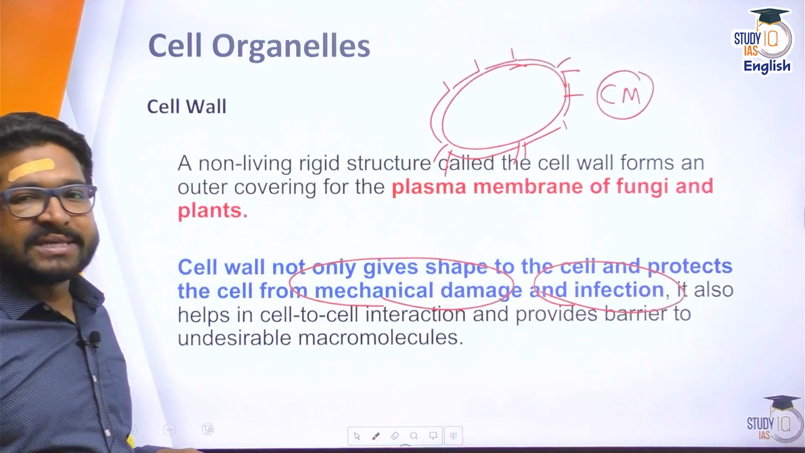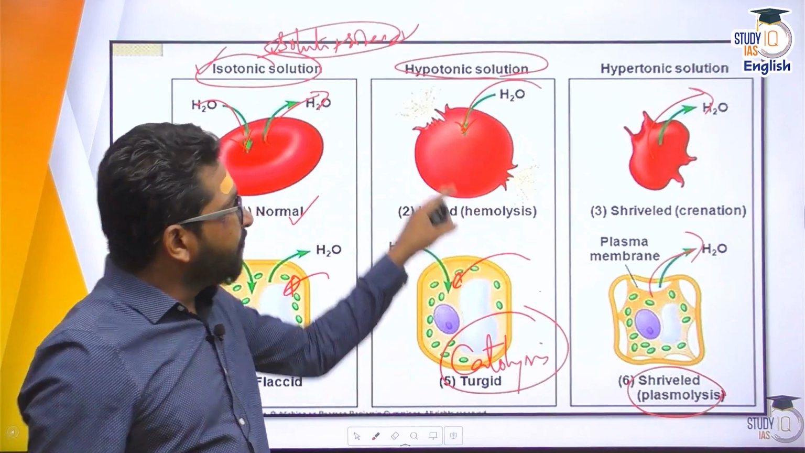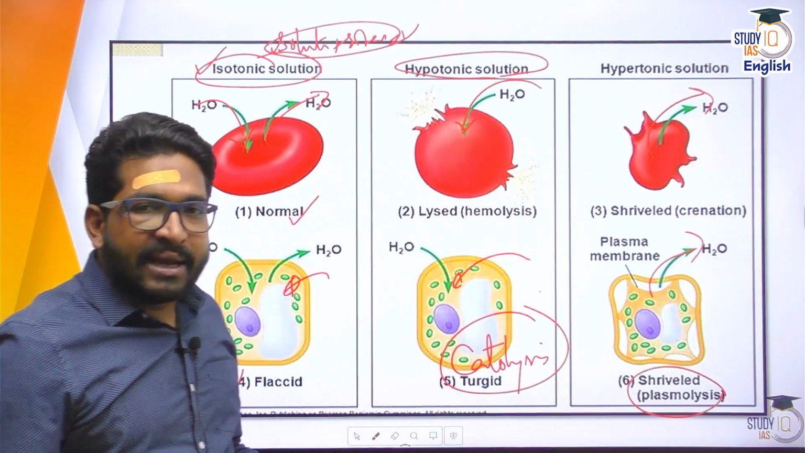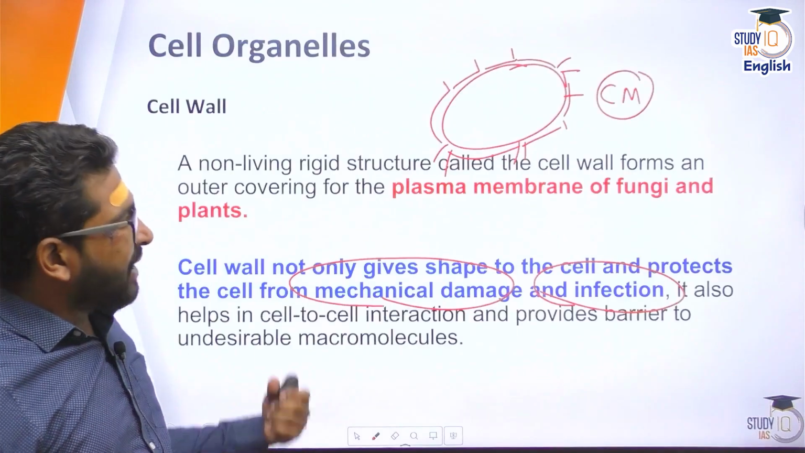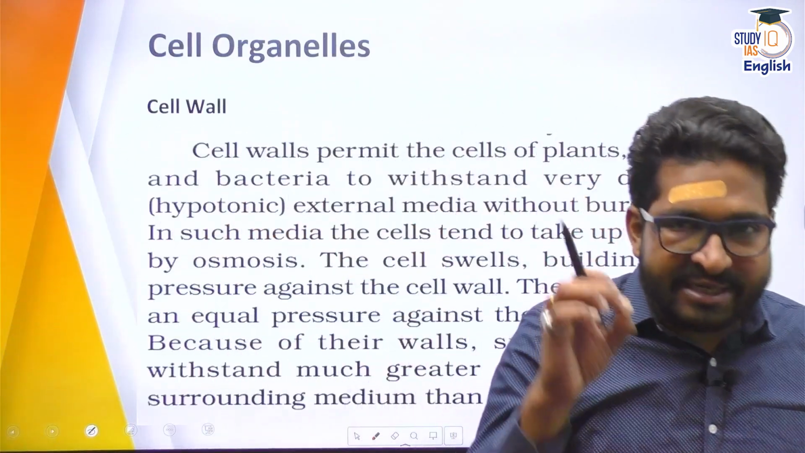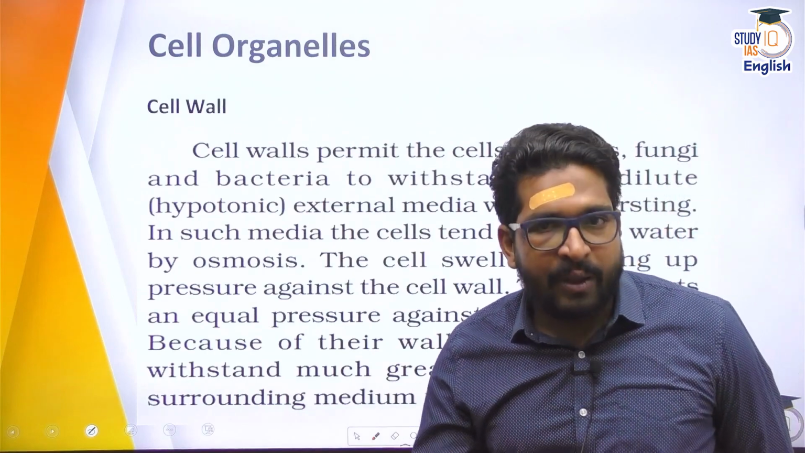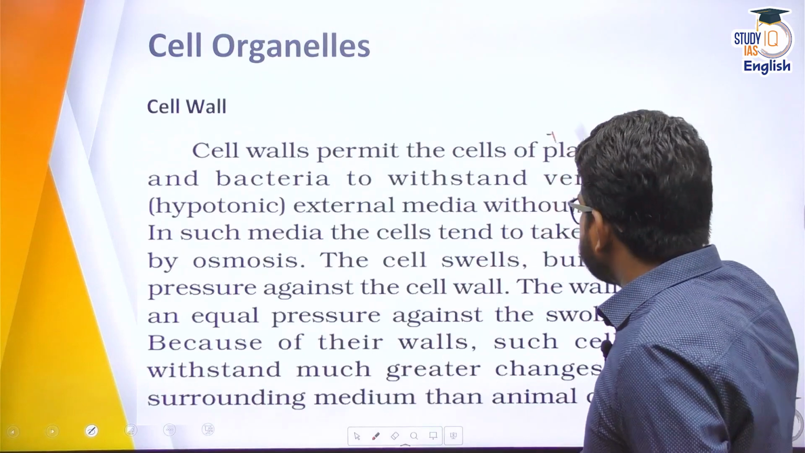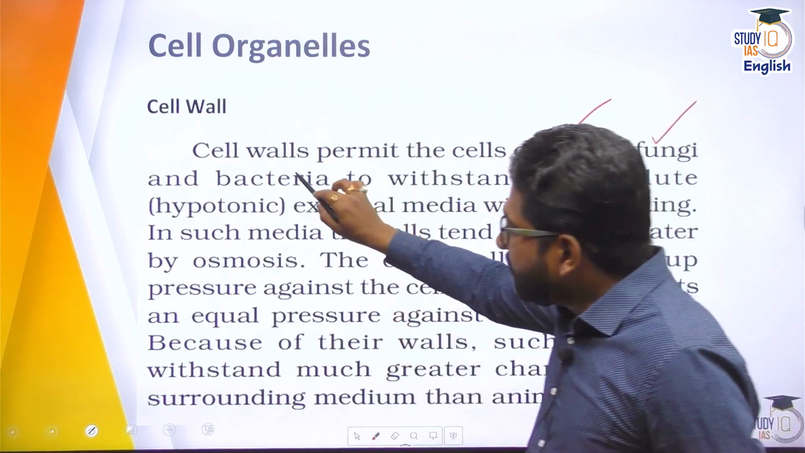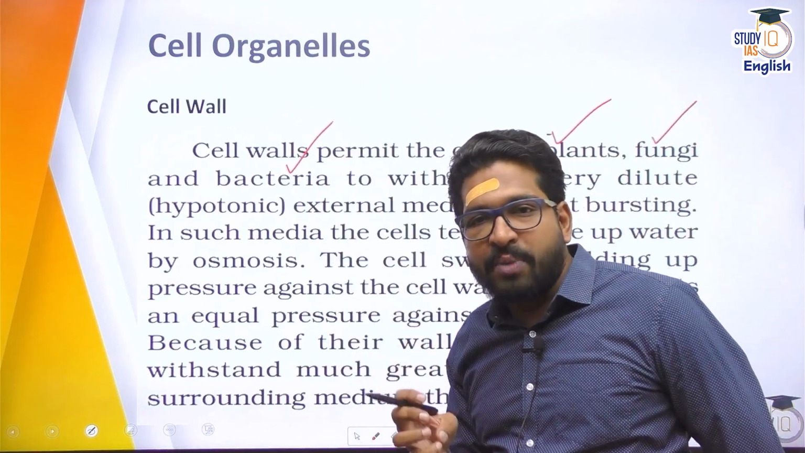It acts as a barrier. As I told you, if I put a cell in a hypotonic solution or in a hypertonic solution, it has to protect itself. How does it protect? It protects itself through the concept of the cell wall. And please remember, the cell wall is absent in the animal cell. It is present in plants, in many fungi, and in many bacteria as well. Its main job is to protect the cell.